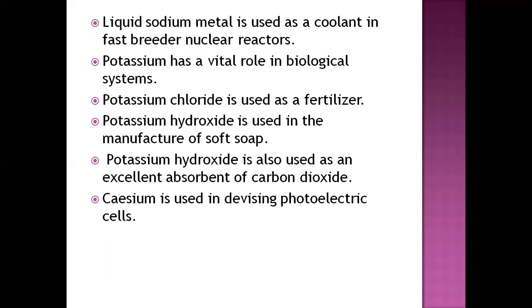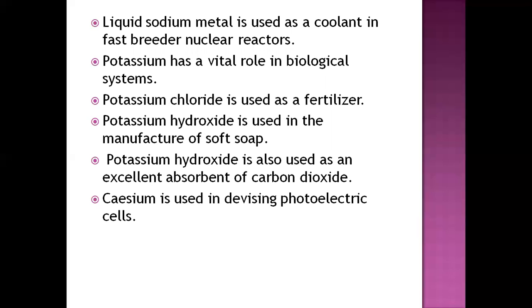Potassium has a vital role in biological systems. Potassium in our system helps digestion, and potassium has the capability to transfer through our semi-permeable membranes, like our skin. So it has a vital role in biological systems. Potassium chloride is used as a fertilizer to increase the fertility of the soil. Potassium hydroxide is used in the manufacture of soft soap. Potassium hydroxide is also used as an excellent absorbent of carbon dioxide.